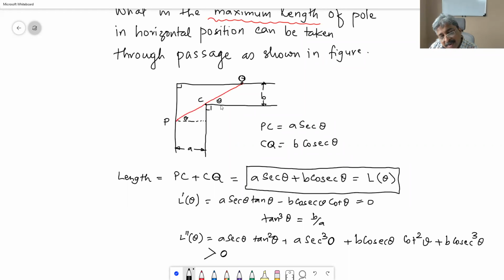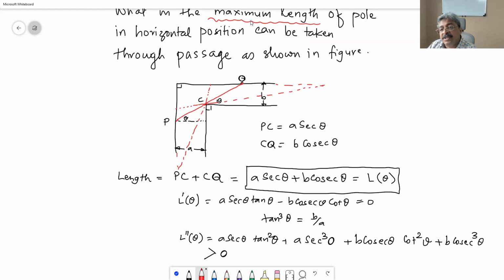Local minimum, because if you reduce the value of theta, the pole length is going to grow like this. If you increase the value of theta, then also the pole length is going to grow like this. So amongst all these long poles which won't pass through, we are trying to find out what is the smallest size of pole which will barely pass. I mean, it is important that the pole touches this point C, and if you make it smaller than that, then you are not optimizing. That is why this word maximum.